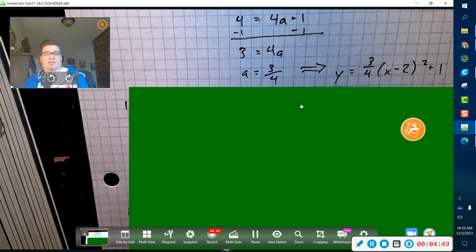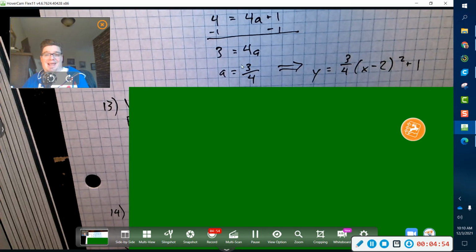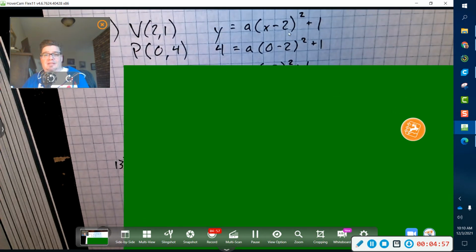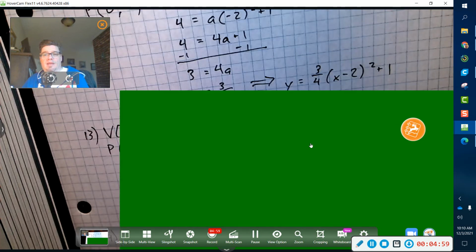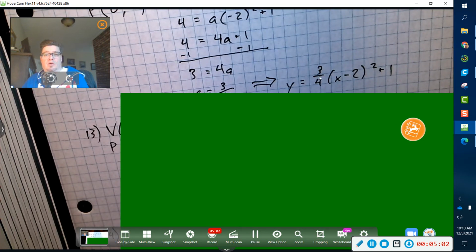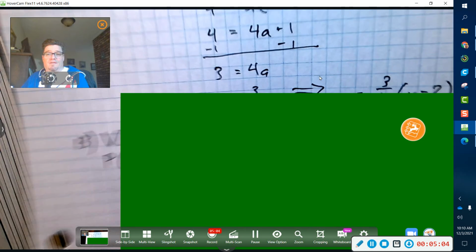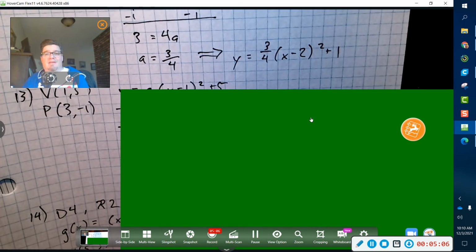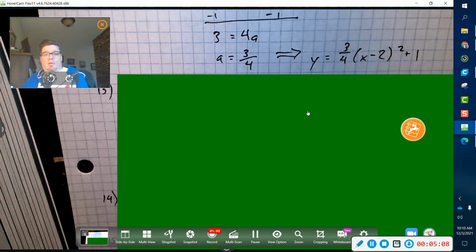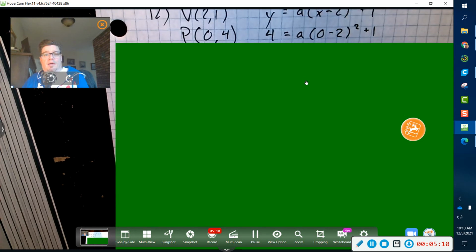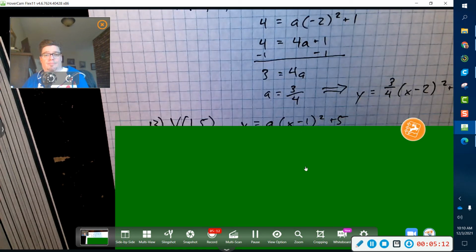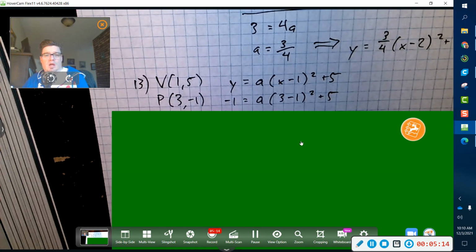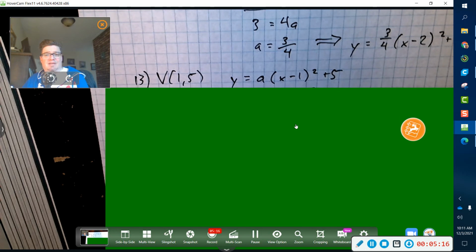And if you have a fraction, so what? That's totally fine. You just replace that a now with 3/4 and bring everything that you had up at the top, that h and the k, bring that with you. So now you have this final equation. Now if I were to graph that in a graphing calculator, not only would I have a vertex of 2, 1, but it would also pass through 0, 4.